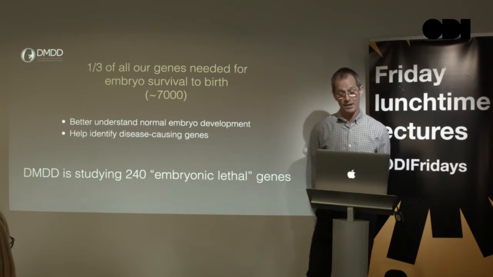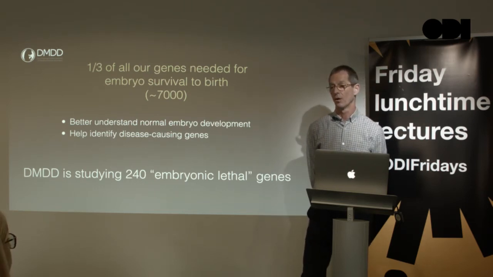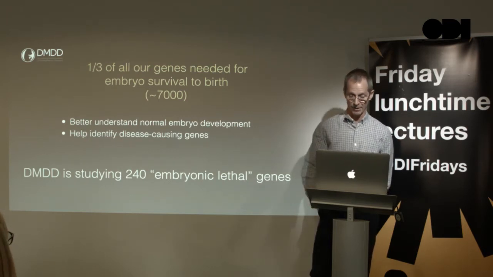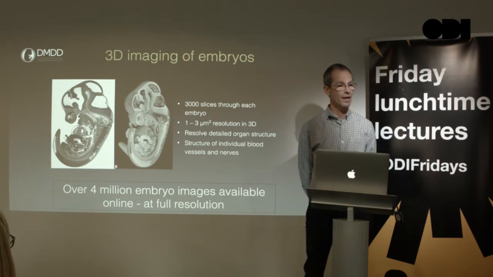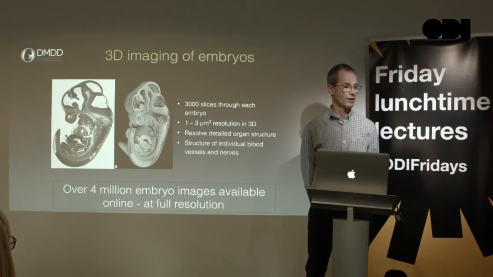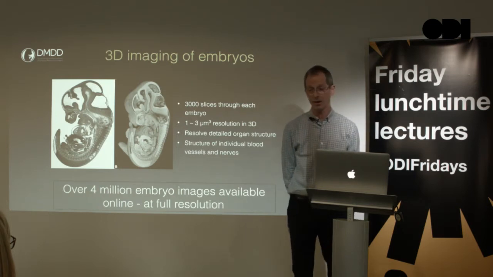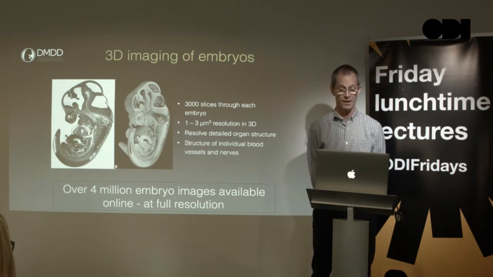So the DMDD program is studying a modest number. It's studying 240 embryonic lethal genes, asking the question, what is the impact of the gene mutation, of removal of this gene? What is its impact on development of the embryo? The basic way we approach that is to take embryos from the mouse in which this gene has been removed and study their structure and ask what is going wrong in development of the embryo. What is the effect of removing that gene on the normal development of the embryo? And we do that by high-resolution imaging of the embryo so that we can understand in remarkable detail the embryo's structure, and we can compare it against normal embryos and identify what the differences are.